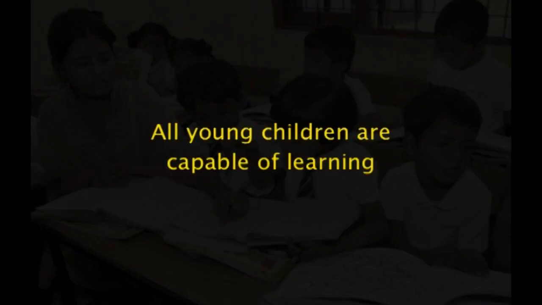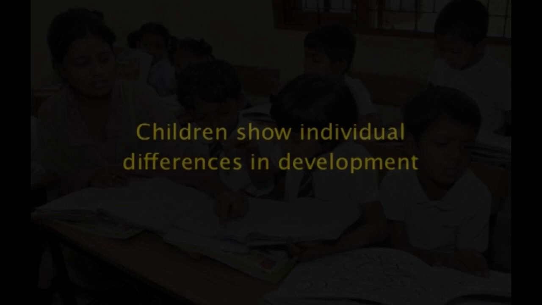So, let us now move on to see what are the guiding principles for planning early childhood education program. The first guideline is all young children are capable of learning. All children have positive development outcomes. The preschool teacher should hold high expectations for all young children.